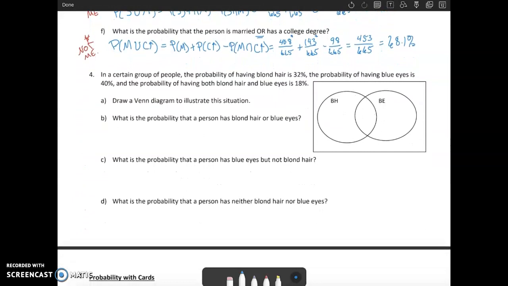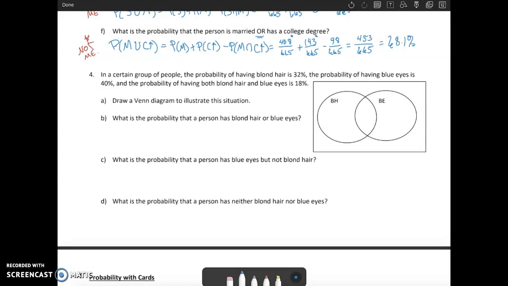Let's see, in a certain group of people, the probability of having blonde hair is 32%, and the probability of having blue eyes is 40%. The probability of having both of those features is 18%. So in this case, let's go ahead and draw a Venn diagram to illustrate this situation.